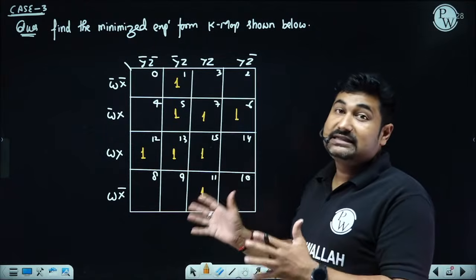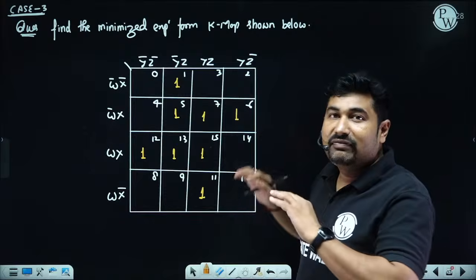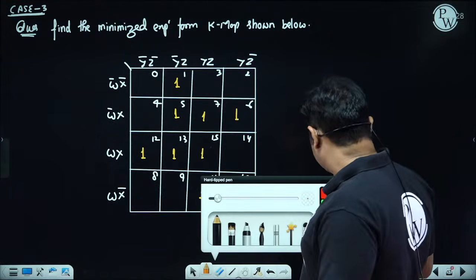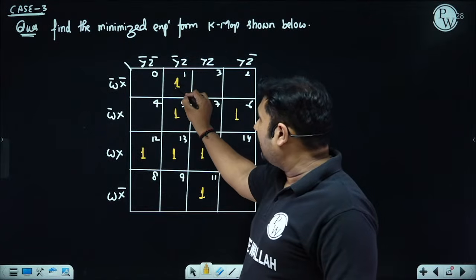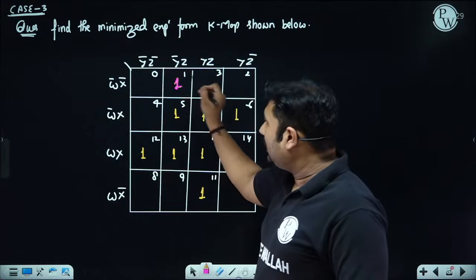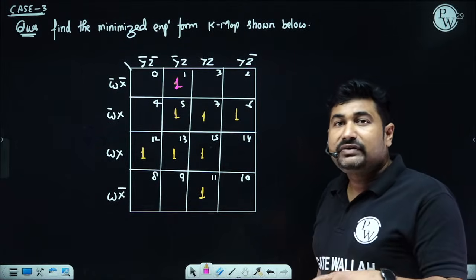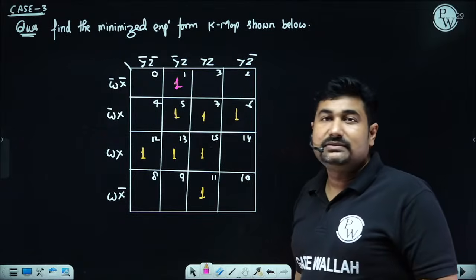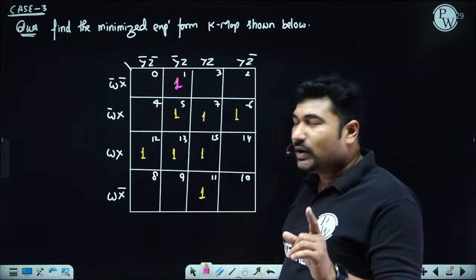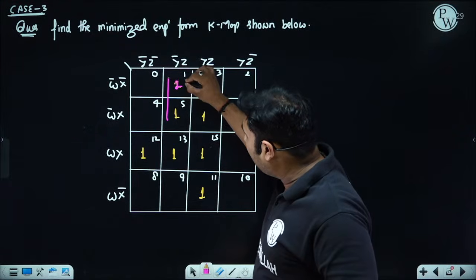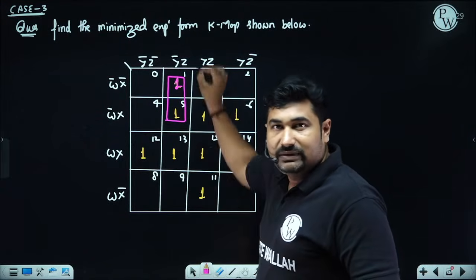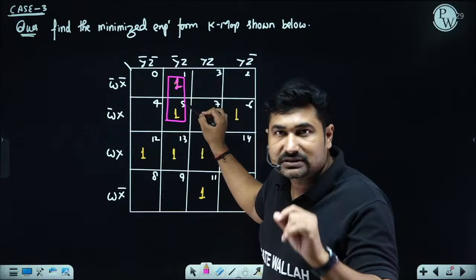First, I will look for the essential prime implicant, and for that, I will find those ones which are somewhere in an odd position. So I found this one to be a little bit in an odd position. Can you tell me what are the different ways to minimize this minterm of logic 1? There is only one way to minimize minterm 1, which is to form a pair. You can't make a group of 3, you can make a group of 4, because 3 is not a cyclic code.